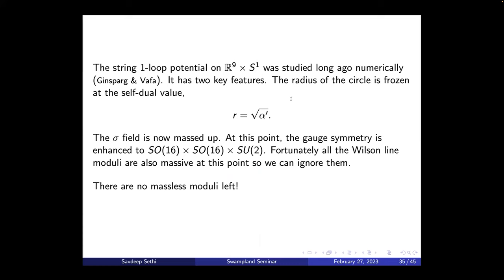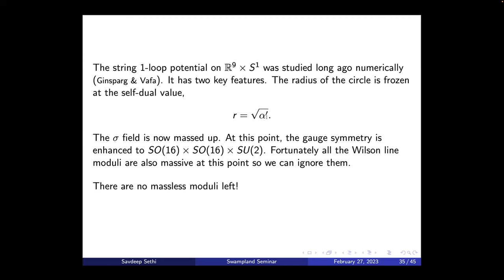So long ago, the string one loop potential was studied by Paul Ginsparg and Vafa, and it has two key features which we'll use today. They studied it on R^9 cross S^1. And what you find there is that the radius of the circle has a minimum at the self-dual radius. So it's completely stringy. So it really is tiny.